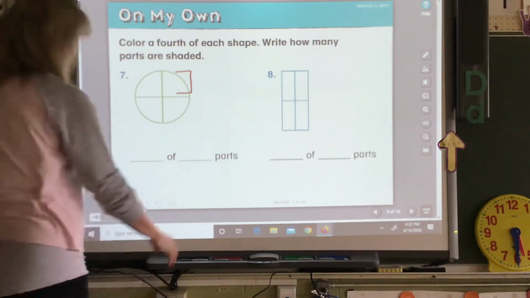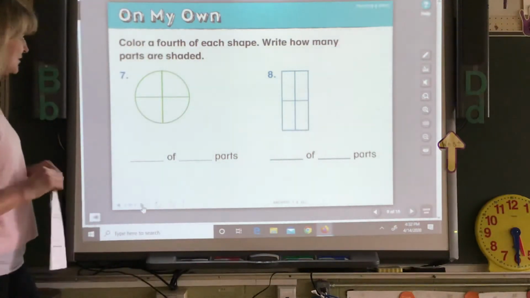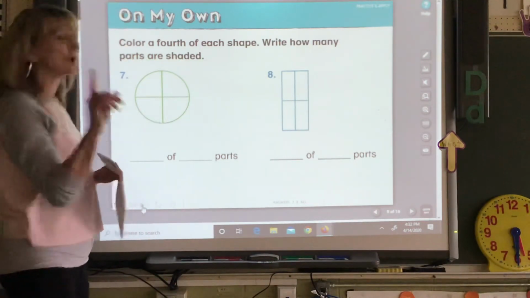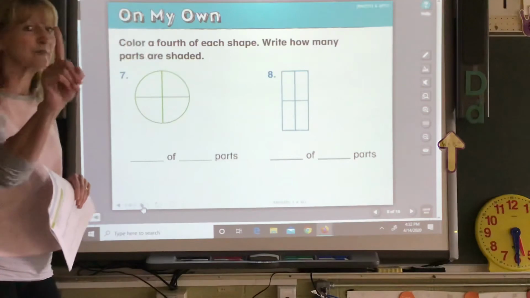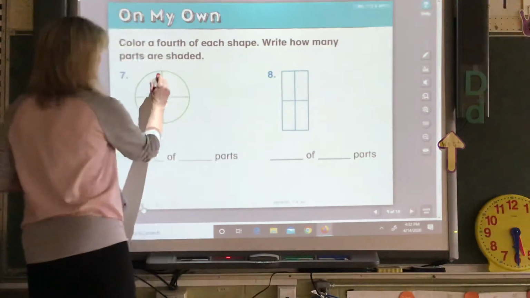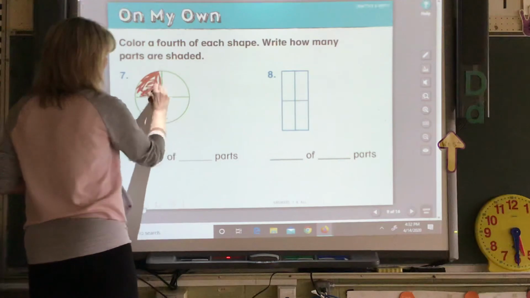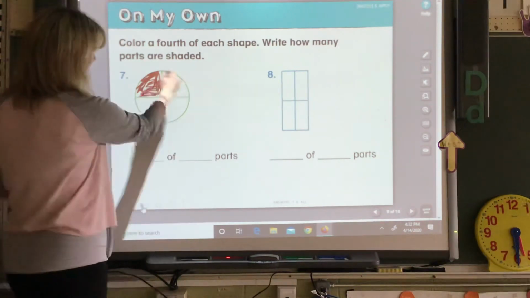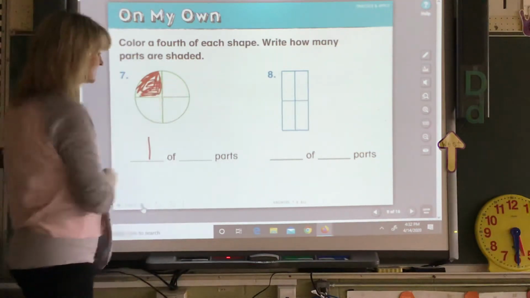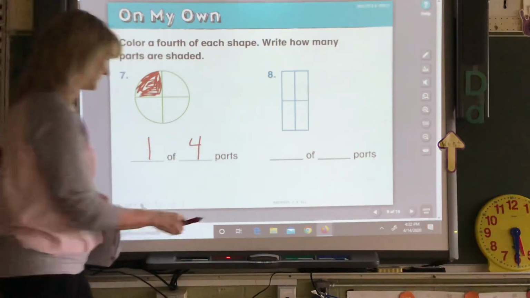And down here, they want you to color a fourth of each shape. Write how many parts are shaded. So if you're going to color a fourth, that just means 1 part of it. All right? So let's do the first one together. Okay? I'm just going to do a fourth of it. And then I have to write. How many parts did I color? I colored 1 part, and how many are there altogether? 4. I colored 1 of 4 parts.